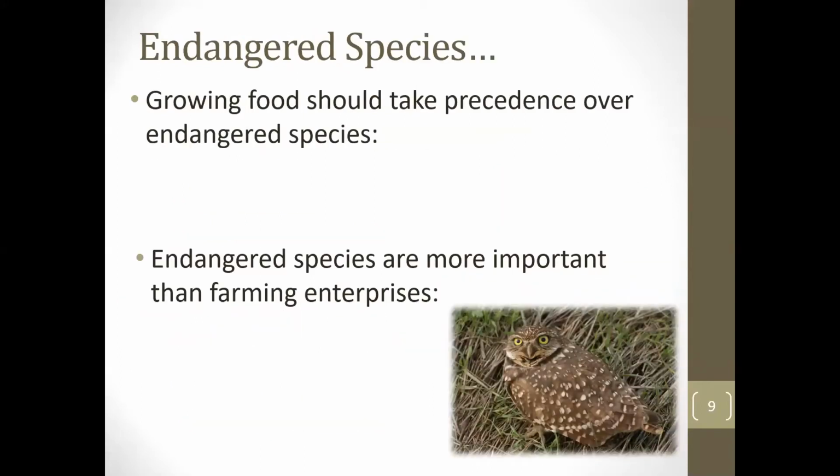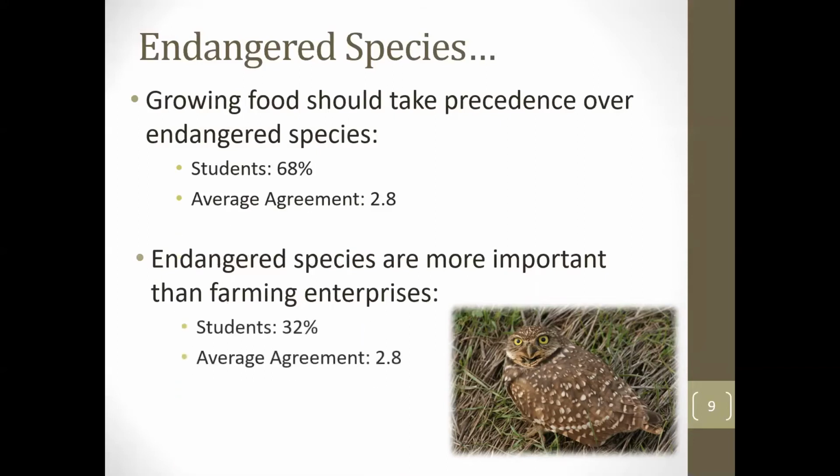Growing food should take precedence over endangered species, or endangered species are more important than farming enterprises. And I have to admit, this one surprised me. This was a really interesting result. You see about 2/3 of the students that took this survey aligned with the idea of growing food should take precedence over endangered species.